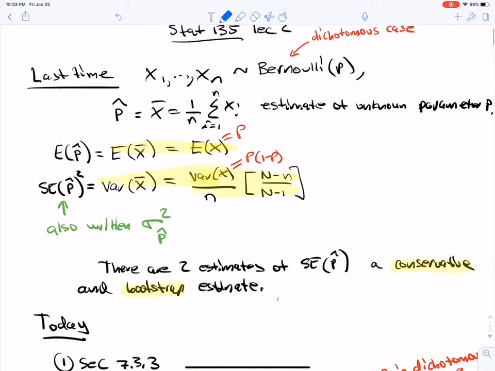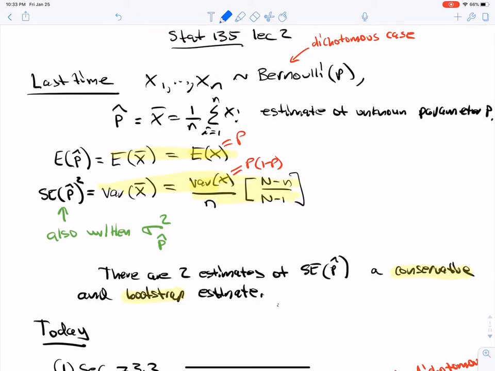Hello, it's Stat 135, Lecture 2. Last time we looked at the case where our population consisted of zeros and ones. In that case, we're sampling from a box with zeros and ones. This is called the dichotomous case, and our xi are Bernoulli p, so p is the probability of having a 1.